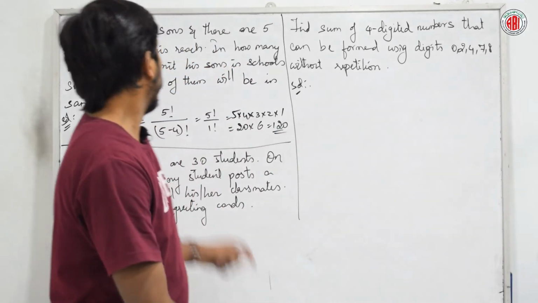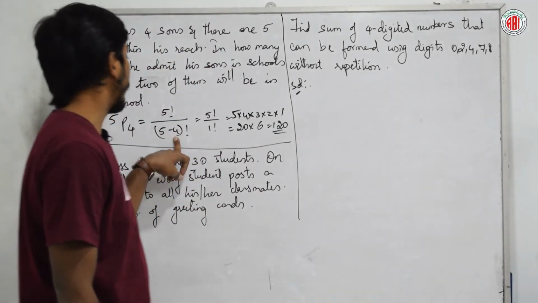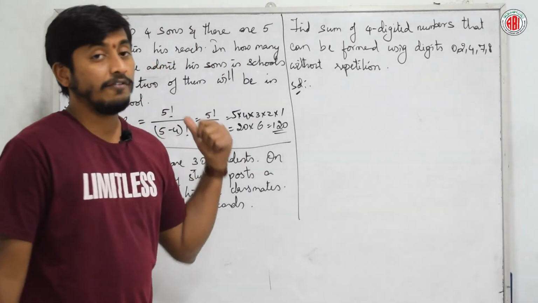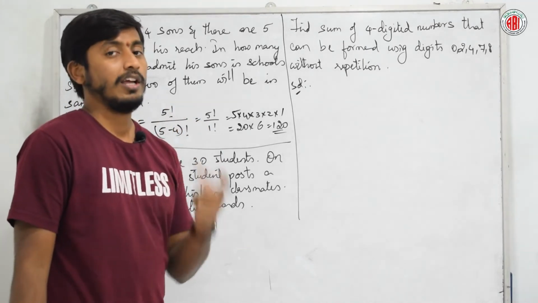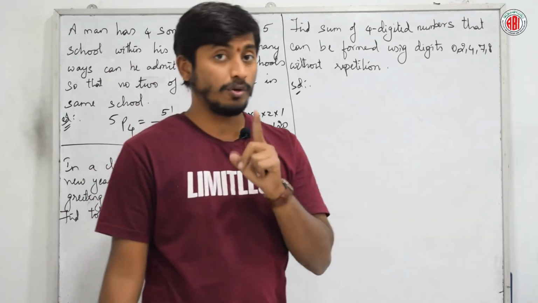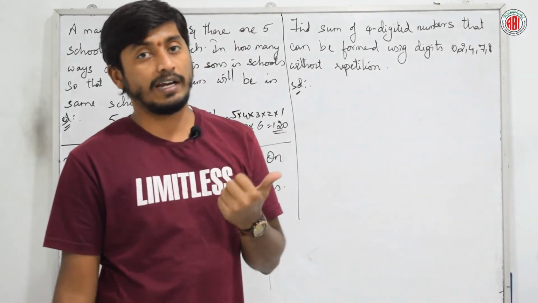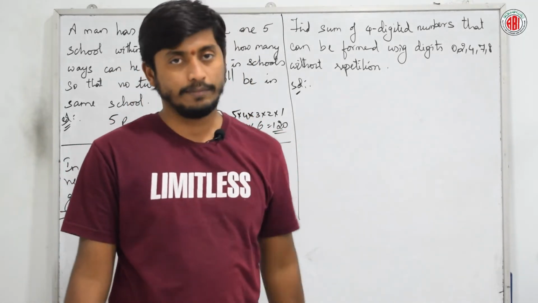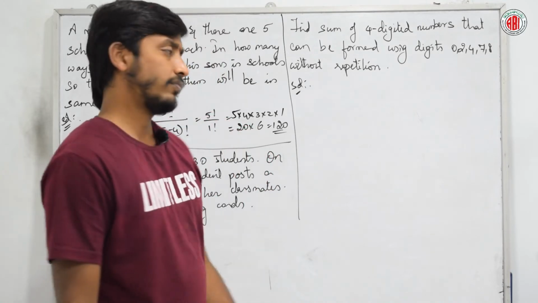Fine. Just have a look, and one more thing I forgot to tell. What is 1 factorial? 1. What is 0 factorial? 0 factorial is also 1. Remember, I am not going to repeat it again. 0 factorial is also 1. Clear? Fine.